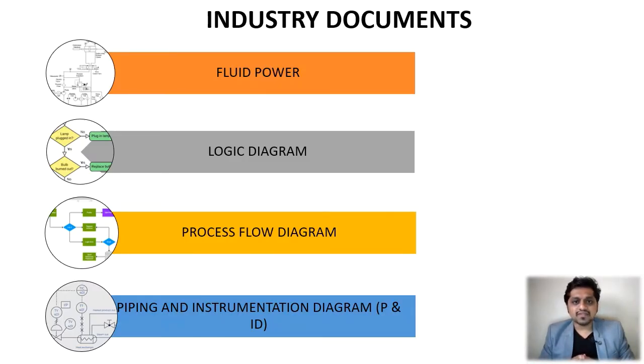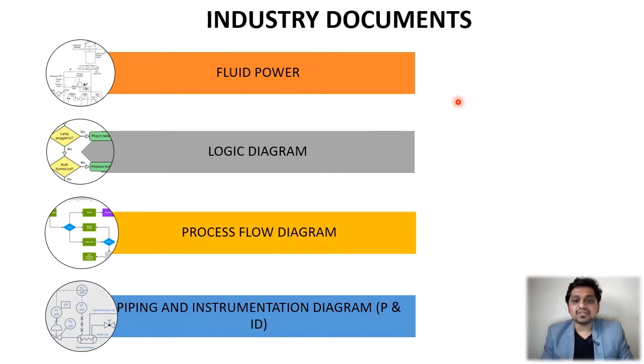So here we will discuss something about industry documents. When I say industry documents, in most manufacturing companies, some documents are required. So which are those documents? First we have a fluid power document. This essentially includes the circuit diagrams.